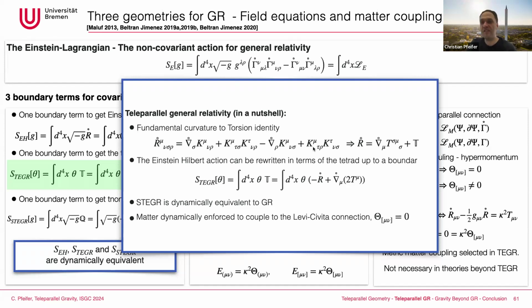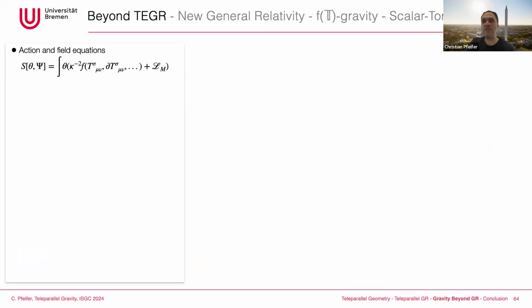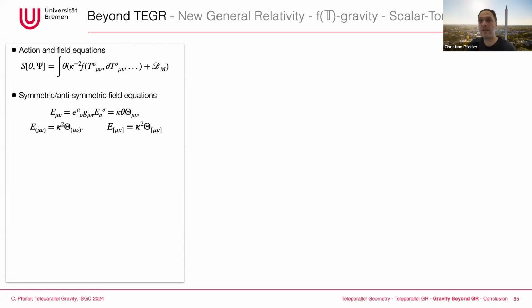Okay, and now we can use this to discuss field theories and modifications of general relativity. So let us look at modified theories of gravity, teleparallel theories of gravity, and their phenomenology. So let's go beyond the teleparallel equivalent of general relativity, and that means considering an action with some non-linear coupling of the torsion tensor, where we construct a scalar of the torsion, the derivatives of the torsion tensor, and maybe higher order derivatives. We can in principle construct any scalar invariant we like.